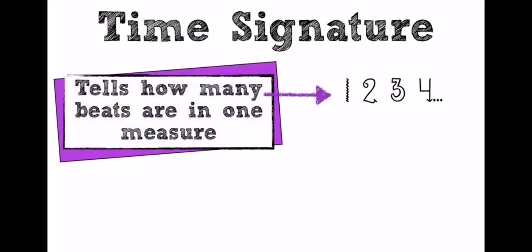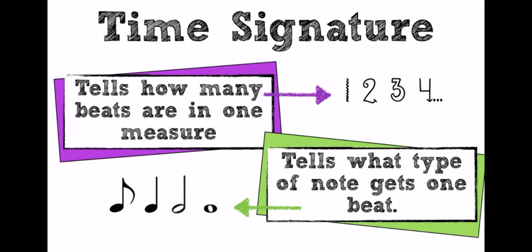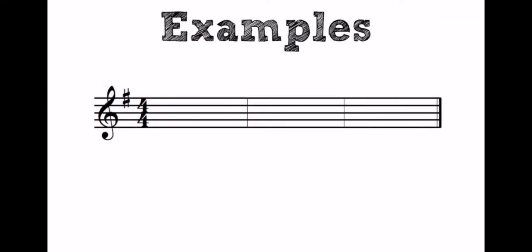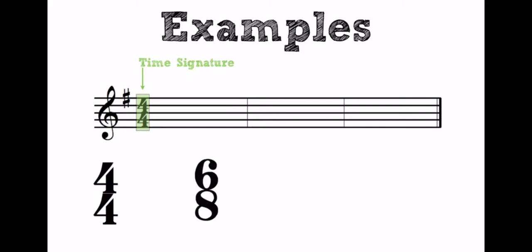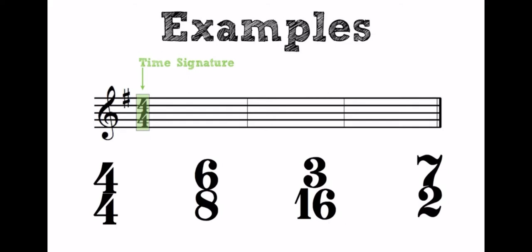A time signature tells us how many beats are in one measure of music. It also tells us what type of note gets one beat. If you remember, a time signature is located at the beginning of a staff next to the clef, and it looks like two stacked numbers. Some examples of time signatures would be 4/4, 6/8, 3/16, 7/2, and there can be many more.